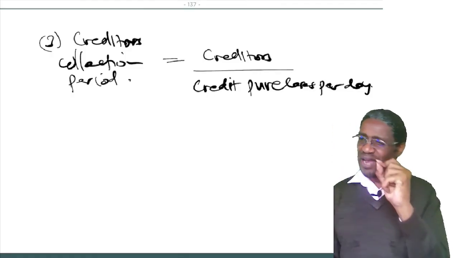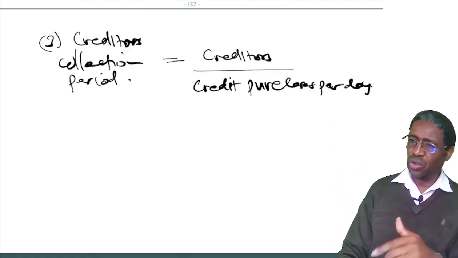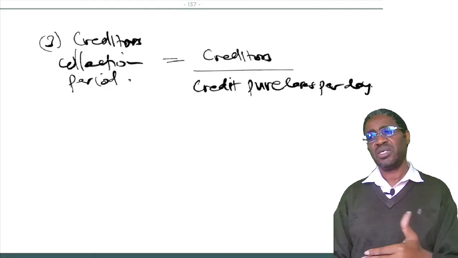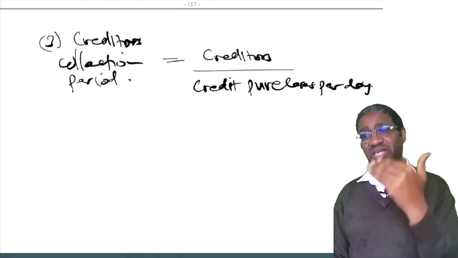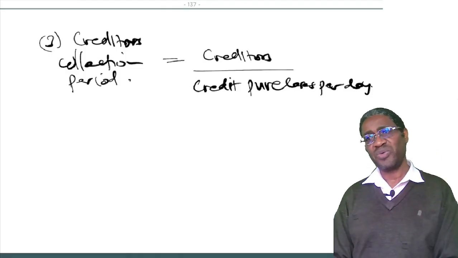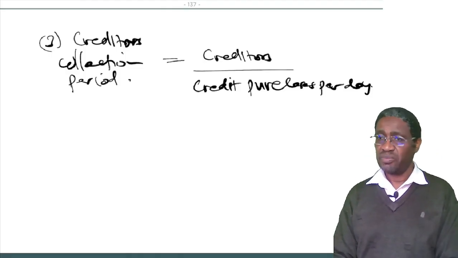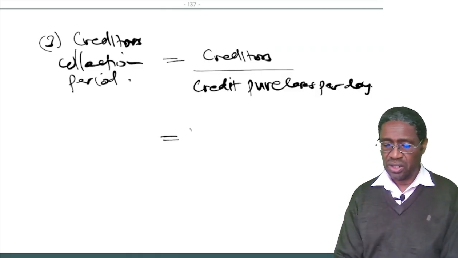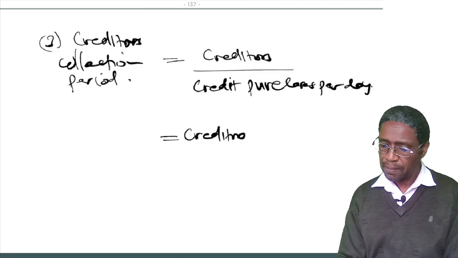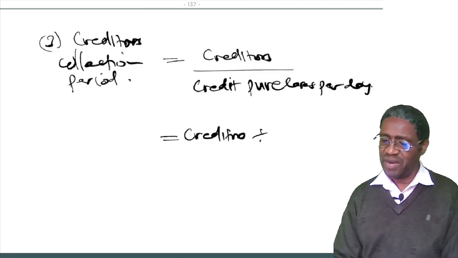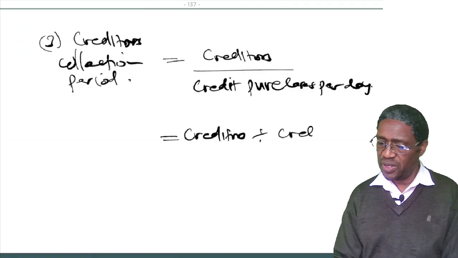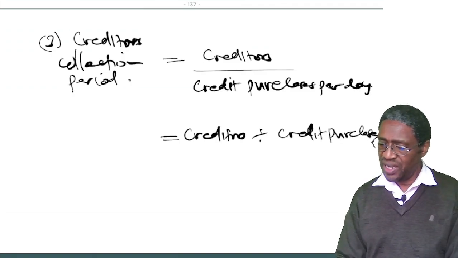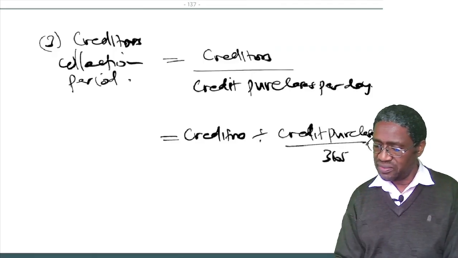We are not dividing by total purchases because cash purchases don't give rise to creditors. It's only credit purchases that give rise to creditors. That's why we are dividing by credit purchases. Again, this can be expressed as creditors divided by credit purchases, divided by 365.